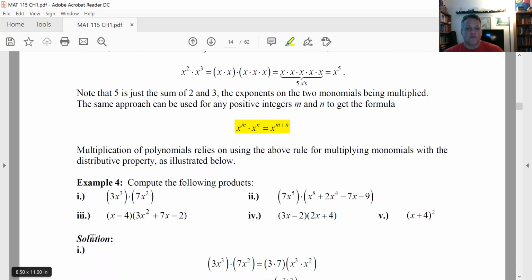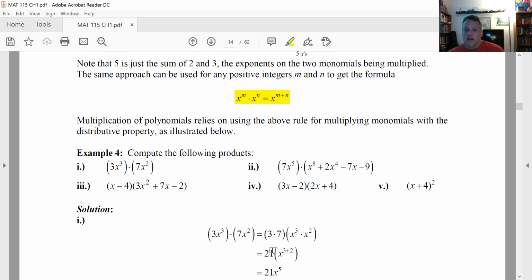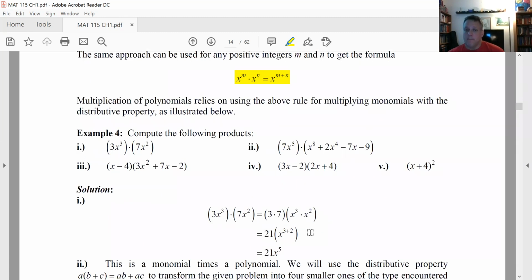For the first one here, you're multiplying these two terms. But remember, if you just have a coefficient in front of a variable part, you're just multiplying there. So in fact, we have 4 terms being multiplied here, right? We know that multiplication is commutative and associative. So I'm going to multiply the 3 and the 7 together, multiply the powers of x together, and in so doing, I get 21x to the 5th.